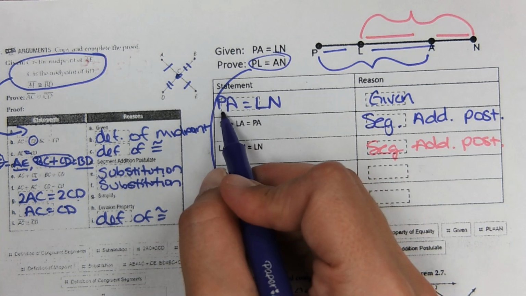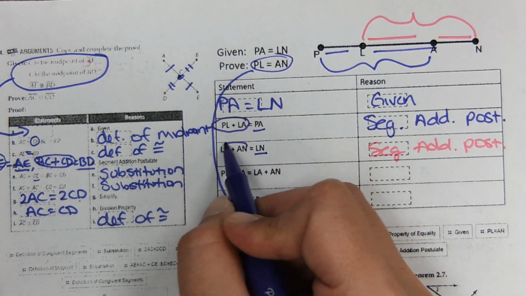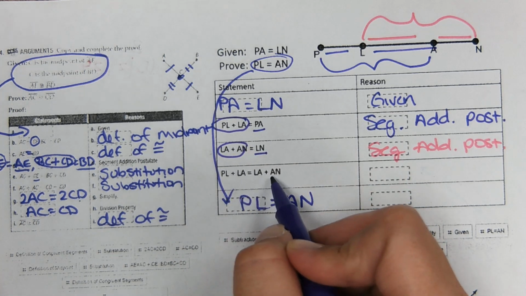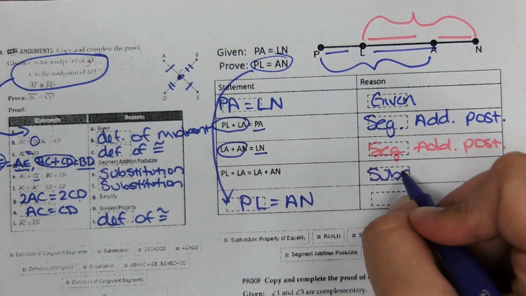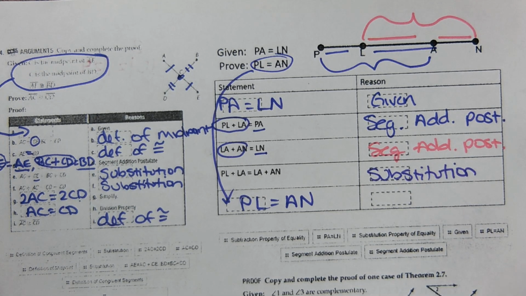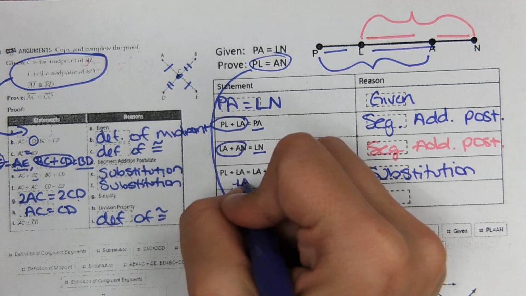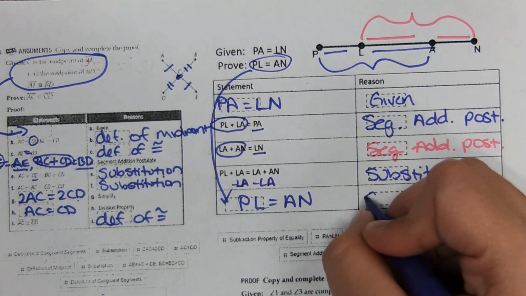Okay, so in the given it says PA equals LN. So then they substitute this for each of those to get this statement, substitution. And then last but not least, to go from here to here, they're subtracting LA from both sides. So that is subtraction property.